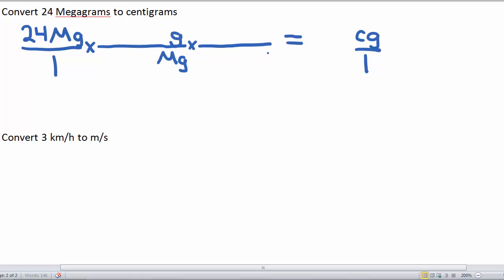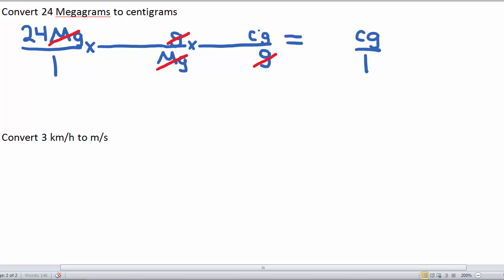So now I need to get rid of this grams up here. So I'll put it down on the bottom, and it'll cancel. And I'm going to introduce my second prefix, centigrams. Now if you look at the units I have here, you can see some stuff is going to cancel out nicely. Megagrams cancels with megagrams.